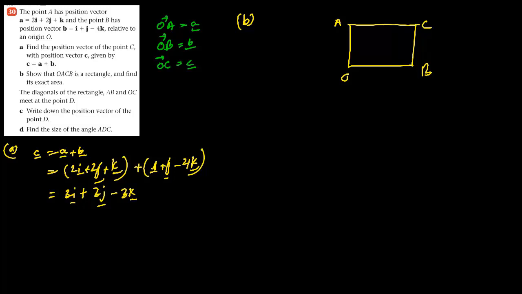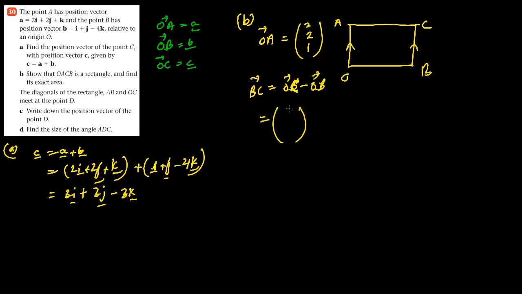So how do you prove something is a parallelogram? In a parallelogram, the opposite sides are exactly the same. That means they have the same direction, they're parallel, and they're also equal. So here we have OA. OA is given. Let me write it in column vector format, it's faster: 2, 2, 1. This is OA. Now let's find BC. BC is OC minus OB by the position vector rule. OC we just found: 3, 3, minus 3. And OB is given, i plus j minus 4k: 1, 1, minus 4. Let's see whether we get the same vector.